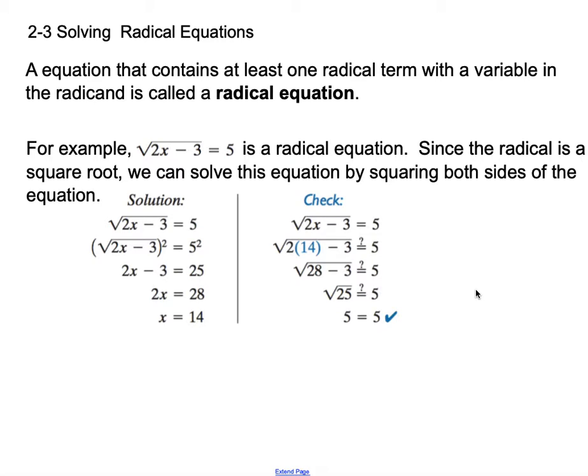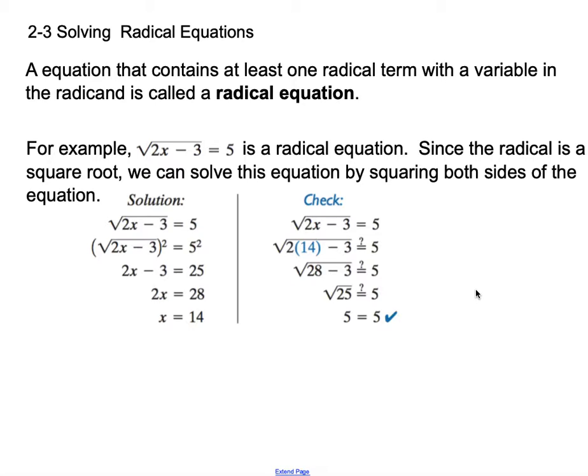All right, today we are going to solve radical equations. Basically, an equation that contains at least one radical term with a variable in the radicand is called a radical equation. For example, there we've got the square root of 2x minus 3. You see how you've got an x underneath the radical symbol there? And it's equal to 5, so you've got an equal sign in there as well.